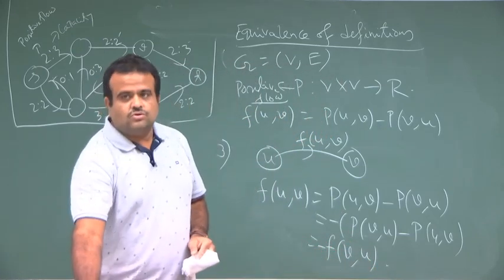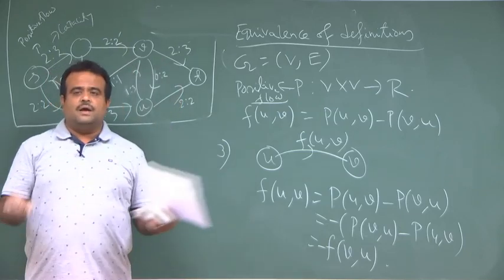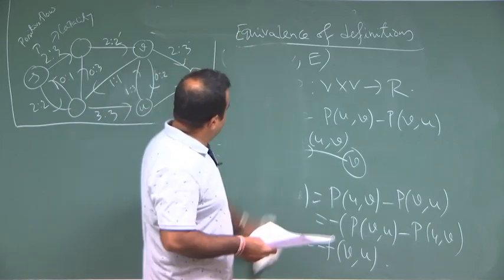Now we want to show, if we are given a net flow, how we can get a positive flow. So, that is the other way around.